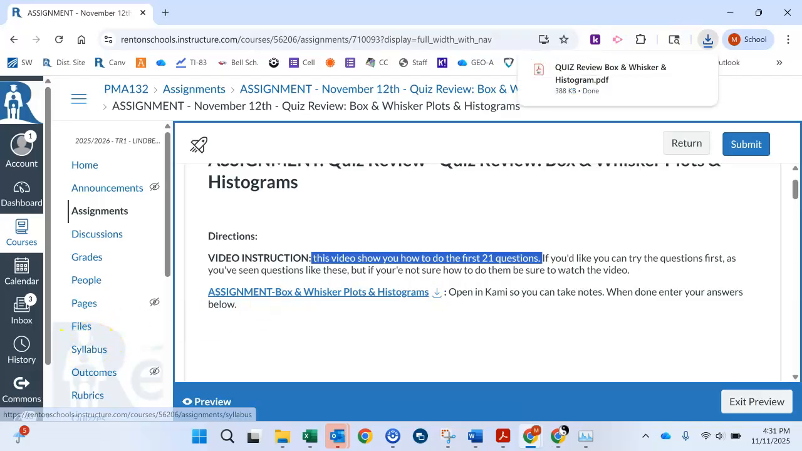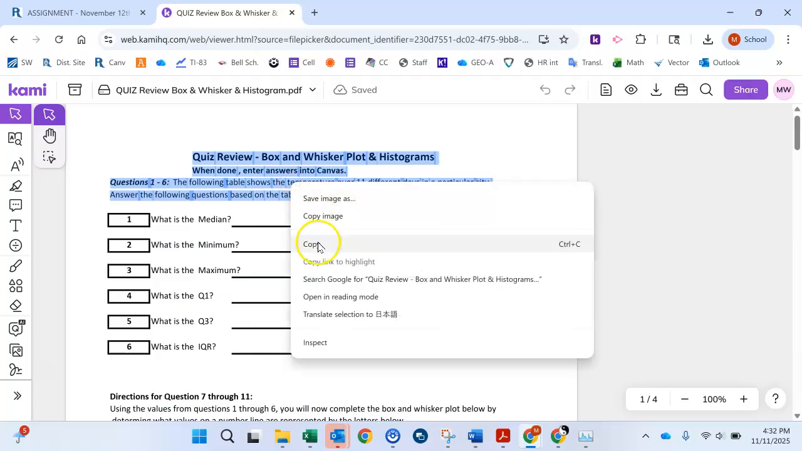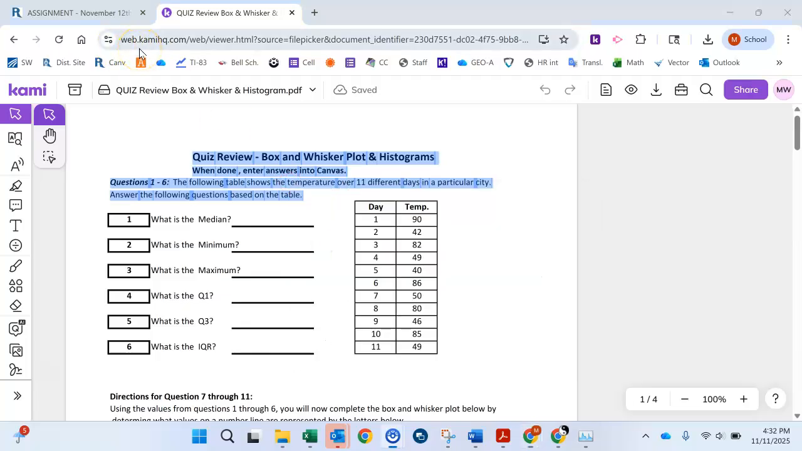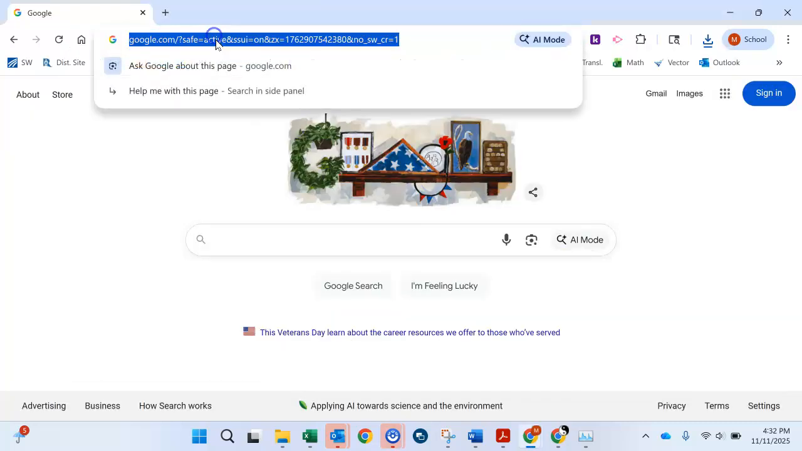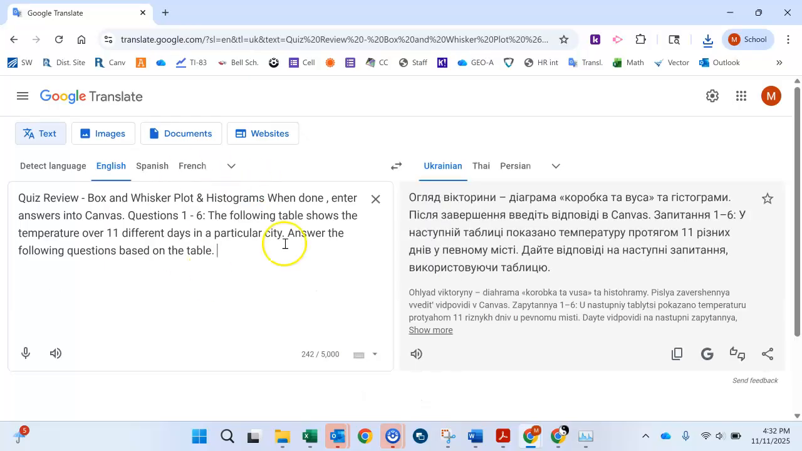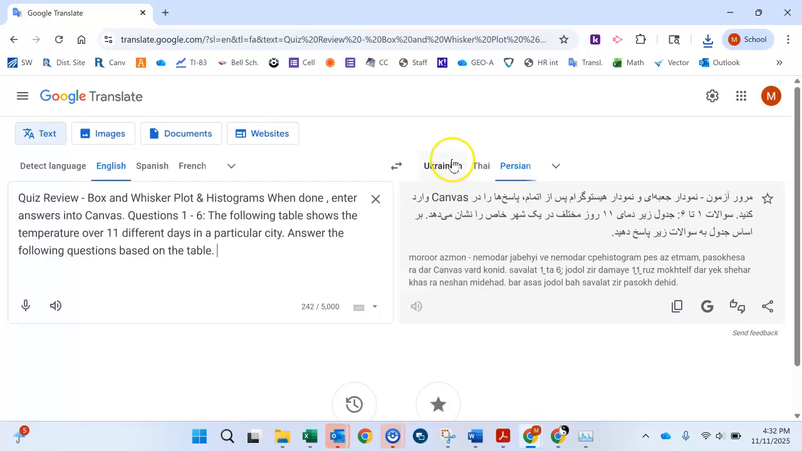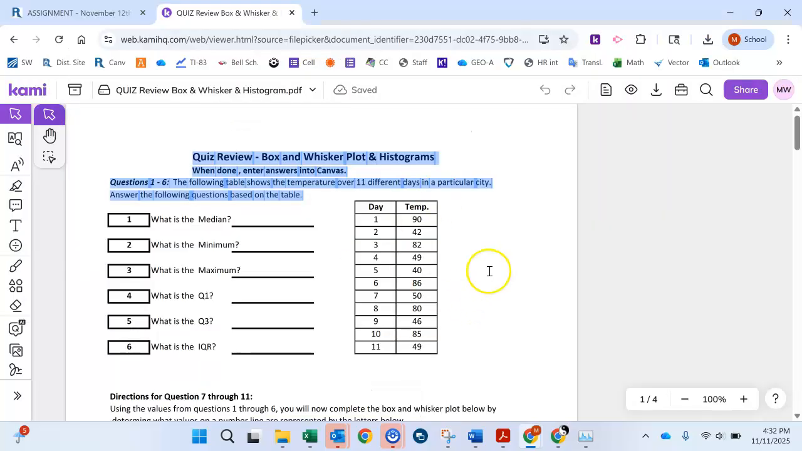Remember, you can translate. You can copy from Kami like that, right click it, copy, and you can open up a browser and go to Google Translate, and you can paste it in, and it'll turn it into your language. So remember, you can do that. You can do Persian, Ukrainian, whatever you want to do. You can always do that, so make sure to do that if you're not sure what's being said.